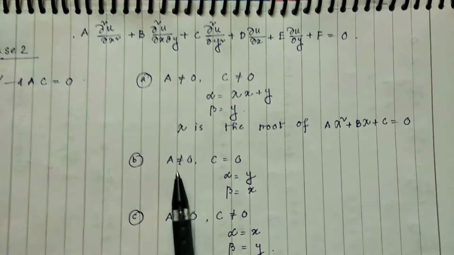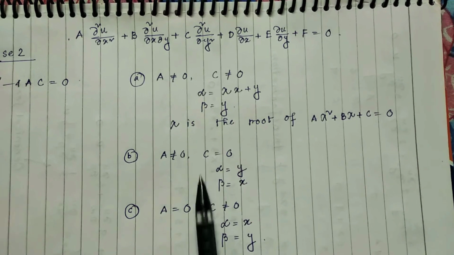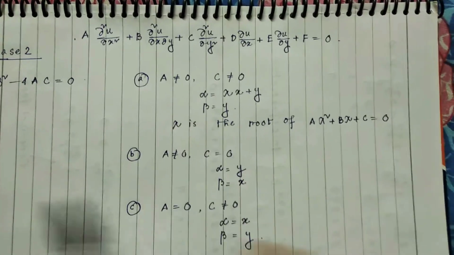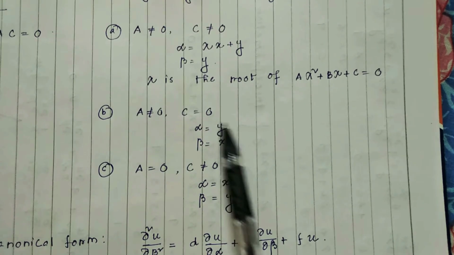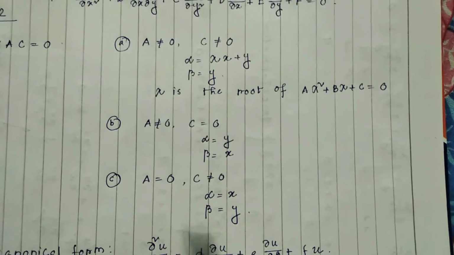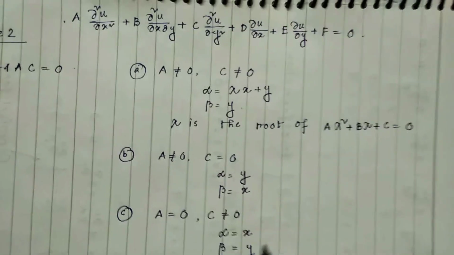Now whenever A is non-zero and C is 0, the transformation is alpha equals y, beta equals x, with no need of lambda. And in the other case, the x and y are just reversed. There is also no need of calculating lambda.